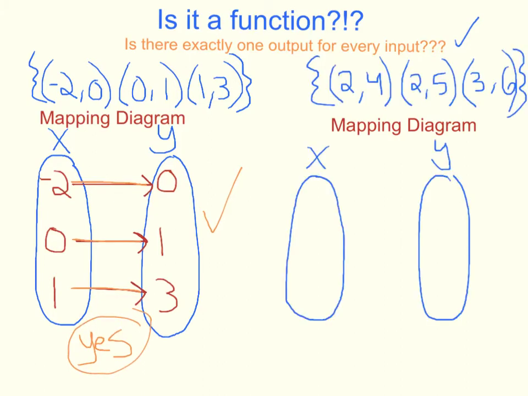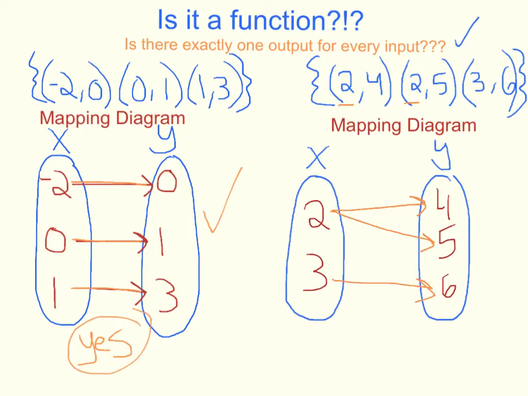Here's a second set of ordered pairs, and we're also going to place this into a mapping diagram and see what happens. When you are putting your x and y values in this case, as you can see, the number 2 shows up twice. But in your mapping diagram, you only record it once. So we have 2 matches up with 4, and 2 matches up with 5, and 3 matches up with 6.